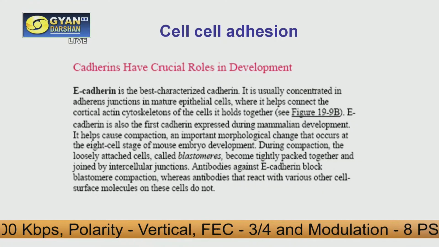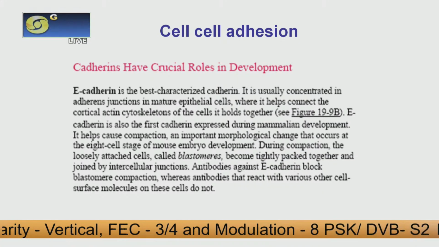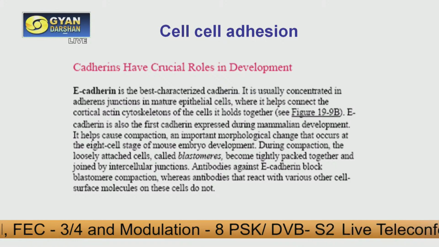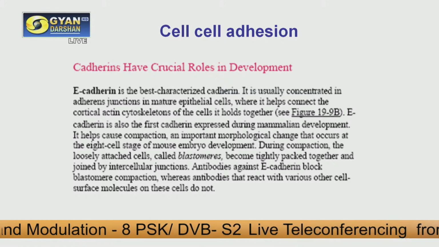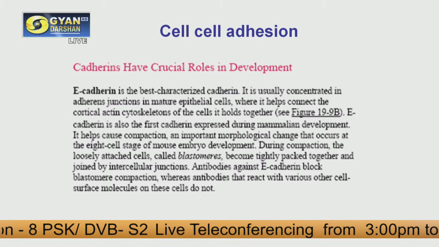So what does it mean? It means that the cadherin molecules are different in different tissues. The cadherin which you find in the epithelial cell and the cadherin which you find in the nerve cell are different. Of course, the E-cadherin which is present in the epithelial cells helps connect the cortical actin cytoskeleton of the cells, and they are held together.